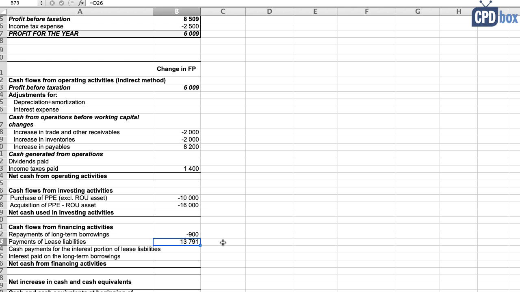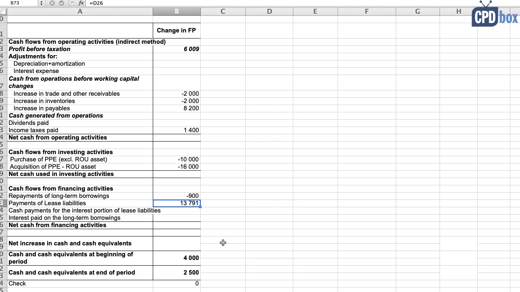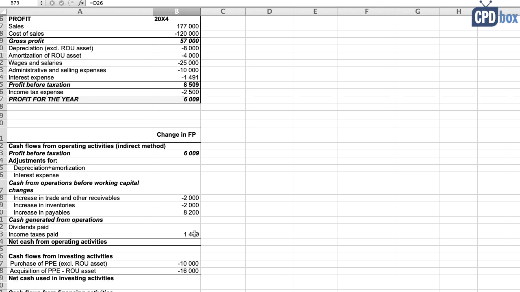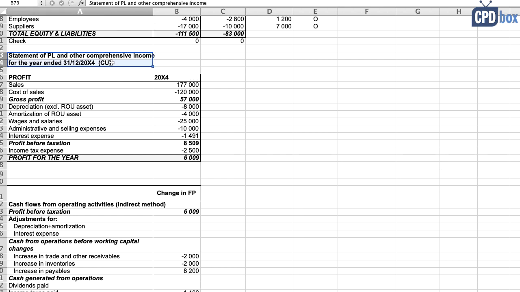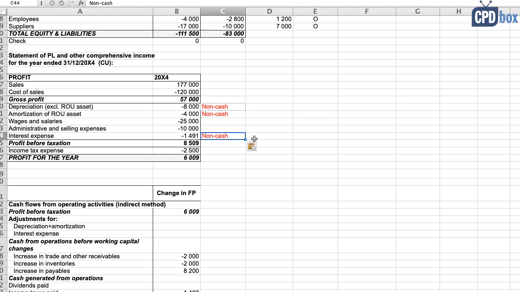So let's move on. The step number 3 is to deal with non-cash items. And this is the crucial part to understand and get it right, especially in the case of leases under IFRS 16, because taking a lease is a non-cash item at the initial recognition. So here, let's take a look at the statement of profit or loss and other comprehensive income first, and mark all obvious non-cash items. And those will be depreciation, amortization, interest expense, and income tax expense.